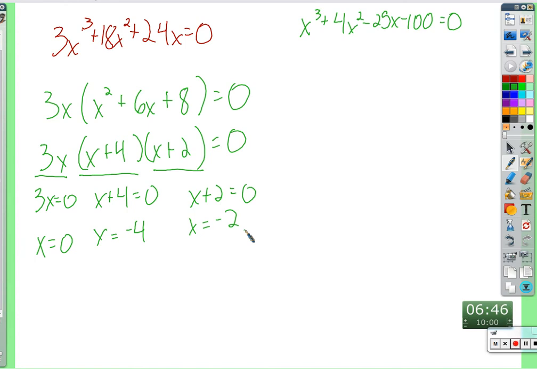You divide by 3, you get 0. Okay. So that one, it is a higher degree polynomial. It is, but it has more solutions. But all we had to do is factor out a common factor that made one part of it a quadratic. We factored that quadratic like we normally would. Easy peasy.